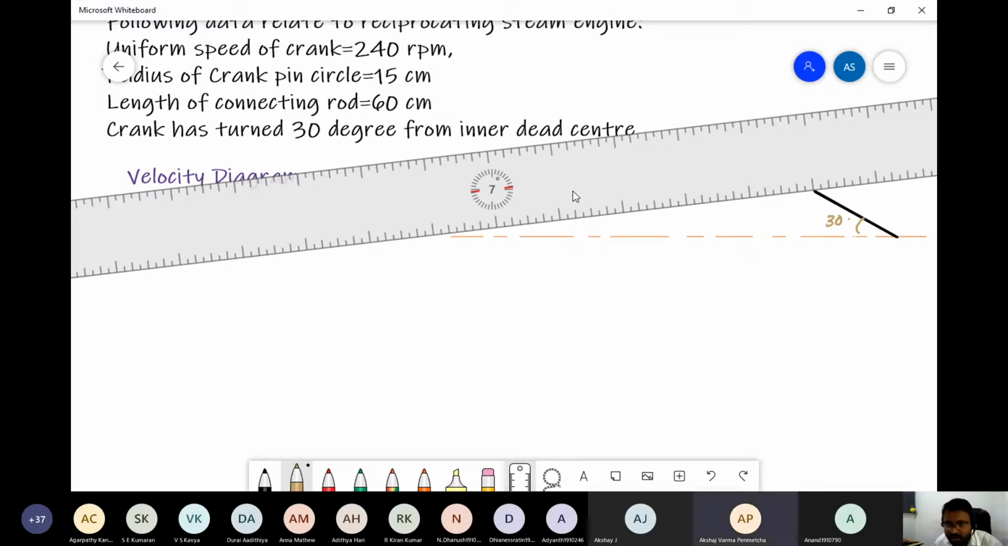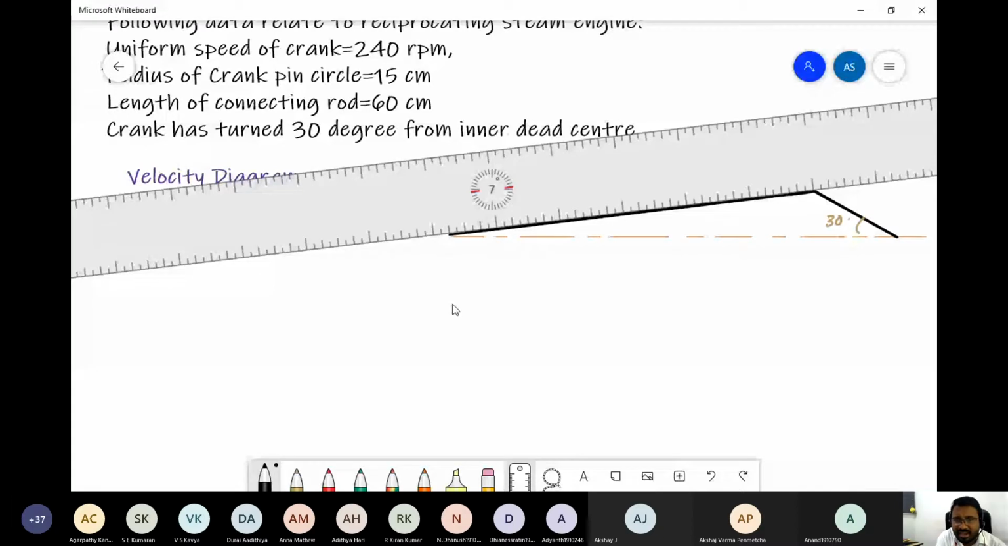Sir, but 60 centimeters. Yes, 60 centimeters. Here this is not a centimeter, I am simply putting 1, 2, 3, 4, 5, 6. Sir, we will not be able to do it now. You can put an arc, that is what I told you. You just take your compass. Sir, 60 centimeters is too long. You can take 1 centimeter equal to 1 mm.